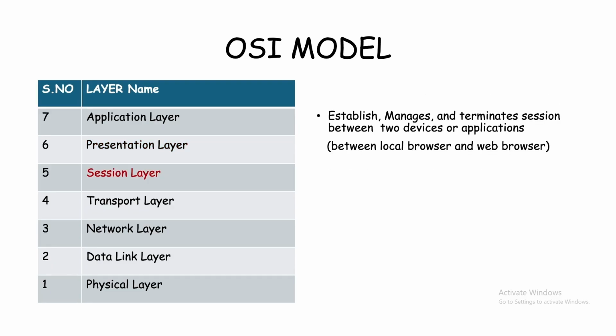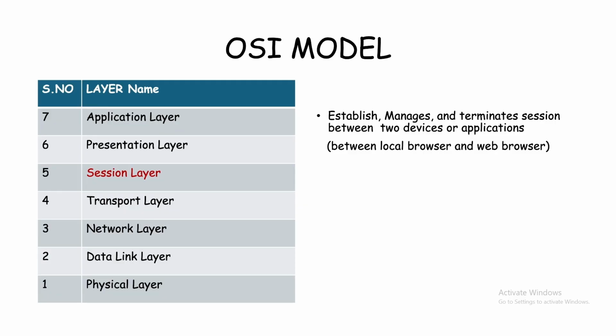And then coming to the session layer. The session layer is responsible for establishing, managing and terminating sessions between two devices or applications, like between a local browser and a web browser. In simple terms, it keeps track of transmission between the two systems so data doesn't get mixed up. It sets up the session between the devices, like logging into a server, maintains the session during communication, and closes the session once the task is complete. So that's it about the session layer.